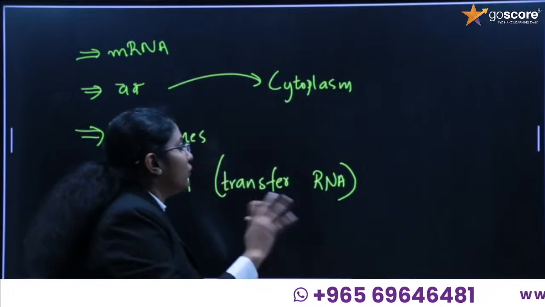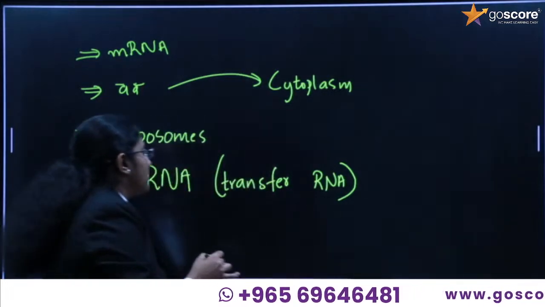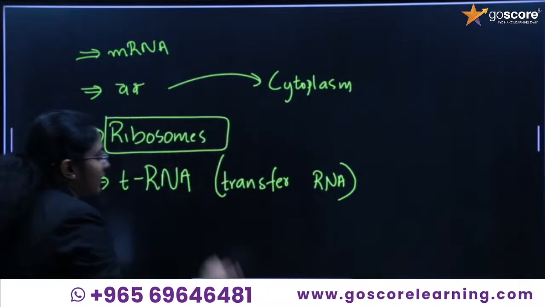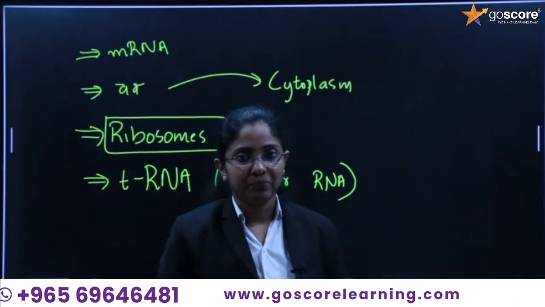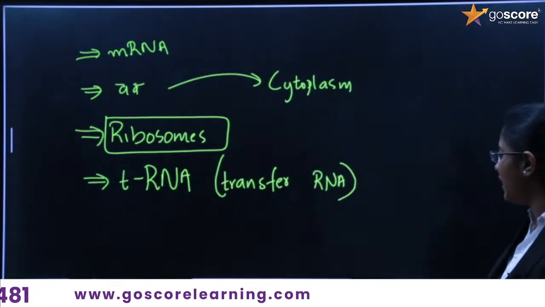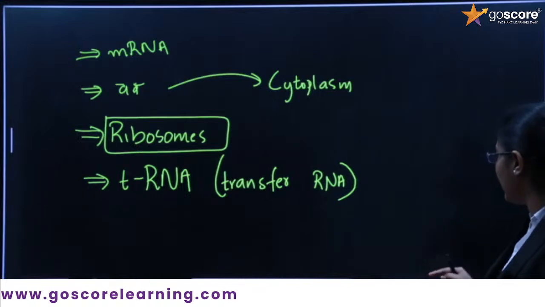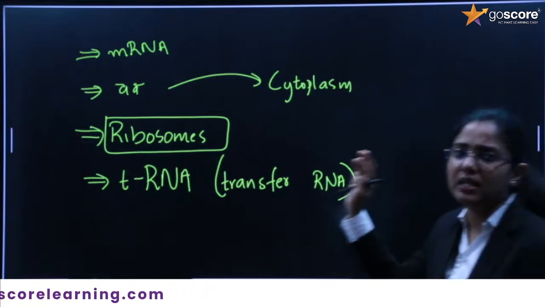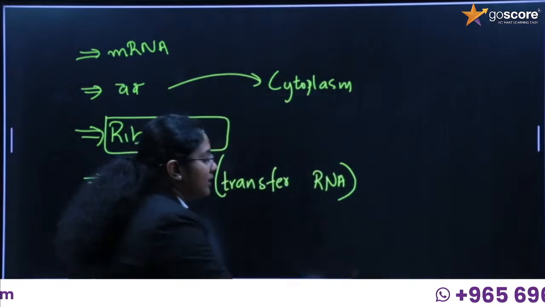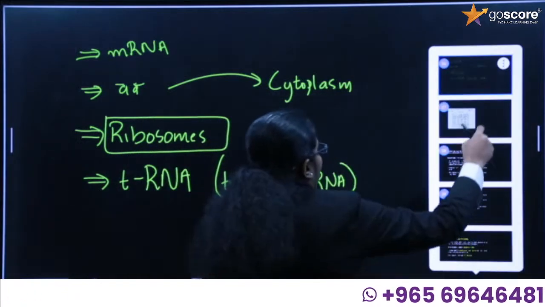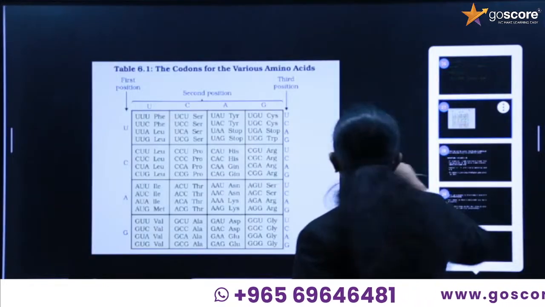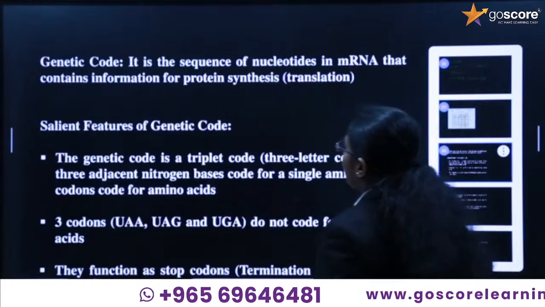The next thing important for the process of translation is the ribosome. The ribosome acts as the major component, and it has a larger and smaller subunit. Let's see each and everything. mRNA, you understand, is messenger RNA, and this mRNA has a codon or sequence. Next we will study the genetic code and the amino acids.